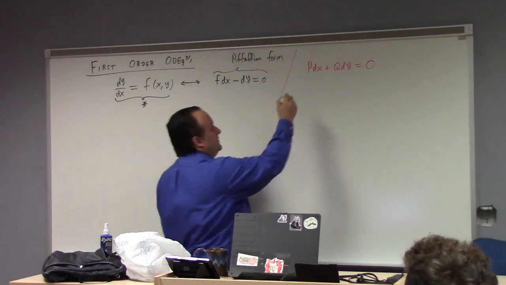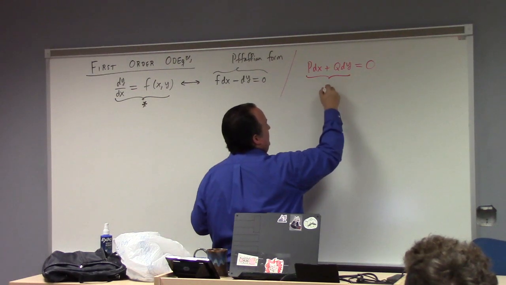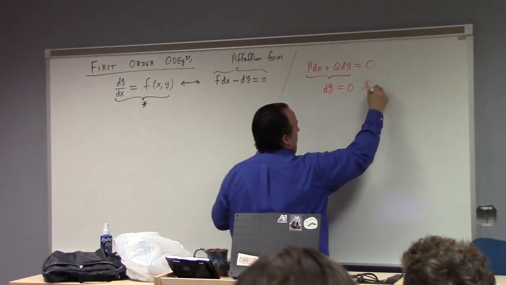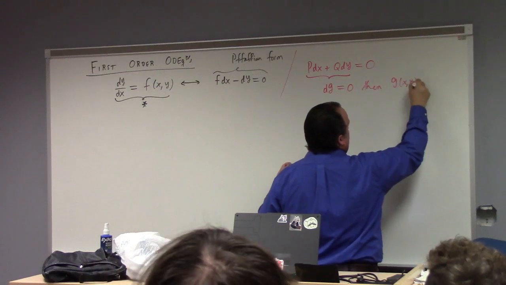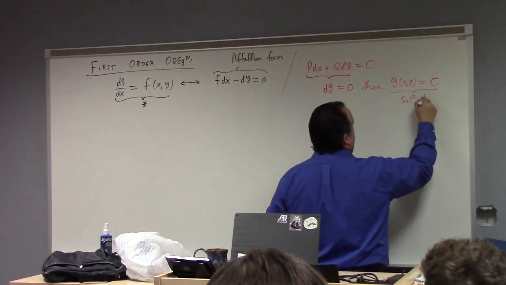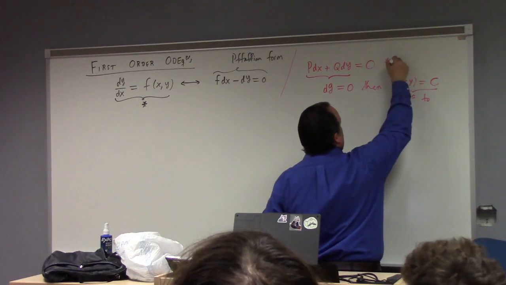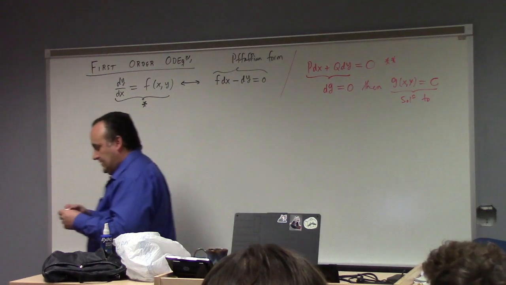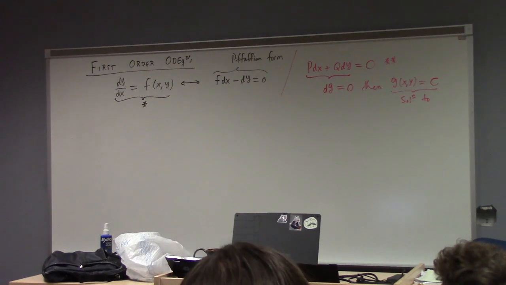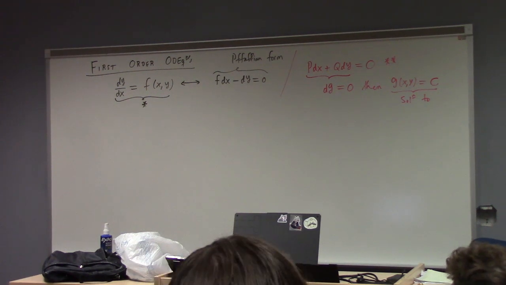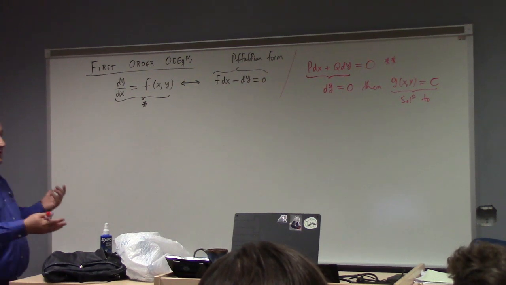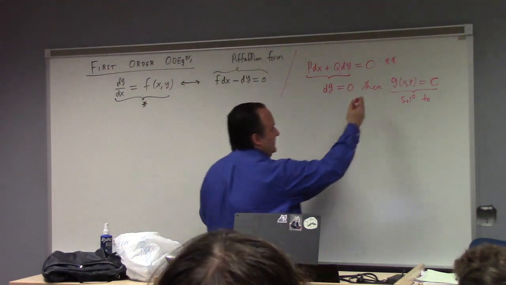If this can be expressed as, let's say, dg = 0, then g(x, y) = constant. This is the solution. I'll call this star star. Now, you guys tell me, what kind of differential equation is that? Exact. That's an exact differential equation, right? So if we can write the differential equation in Pfaffian form as the total derivative of a level function, then it's an exact differential equation, and the solution is simply level curves of this function, right?